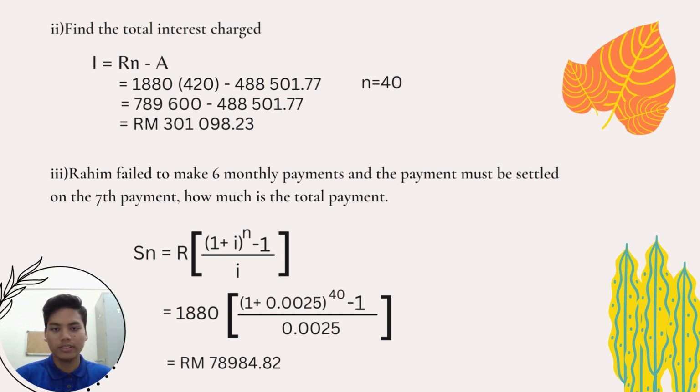For number 3 Roman, Rahim failed to make 6 monthly payments and the payment must be settled on the 7th payment. How much is the total payment? If we fail to make a payment for a certain month, we need to use the future value, that is Sn equals R times [(1 plus i) to the power of n minus 1] over i. So we get the answer of 78,984.82.